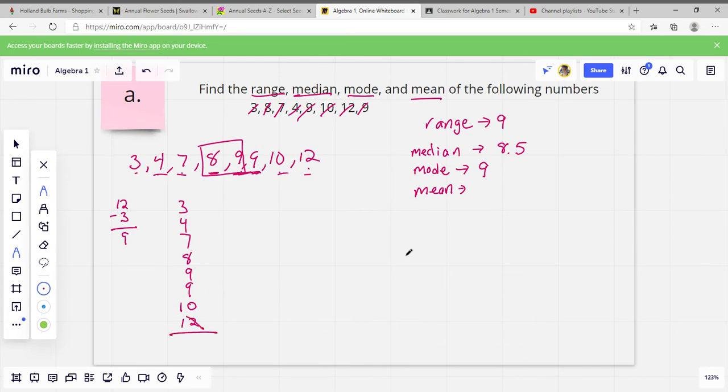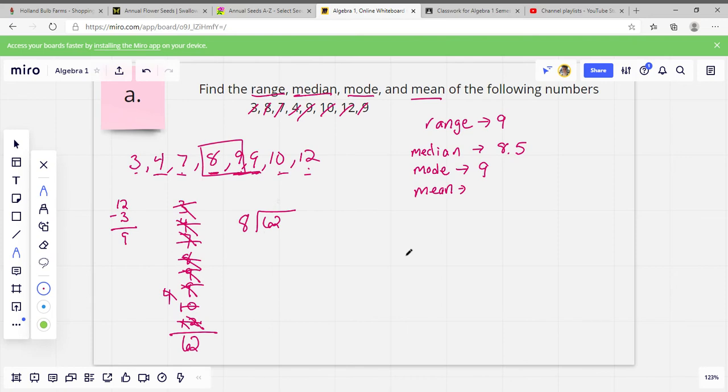So 8 and 2 is 10, and then 7 and 3 is another 10, so that's 20. And 9 and 9 is 18, so 38, 39, 40, 41, 42. And then 4, 5, 6, 62. And then I have to divide by the number of numbers. I have 1, 2, 3, 4, 5, 6, 7, 8. Oh, I didn't add the 10. And yeah, I did. So divide by 8.